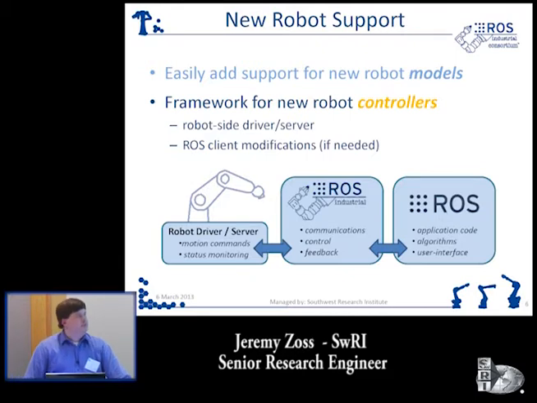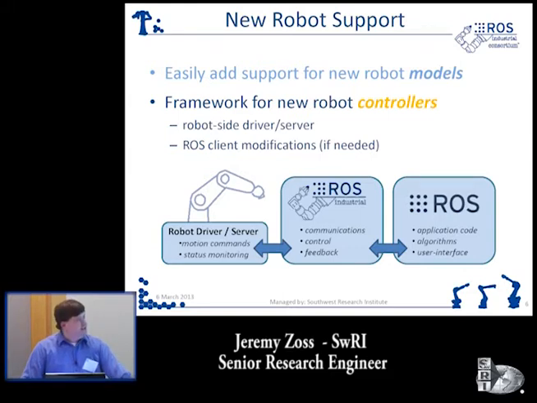But it is possible to replace or tweak some of the ROS components to implement robot-specific functionality in case your robot needs to do something, or maybe you can't communicate over a socket messaging interface, you have to use a CAN bus or something like that.